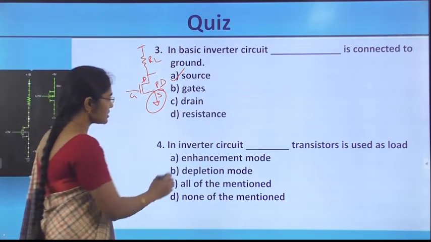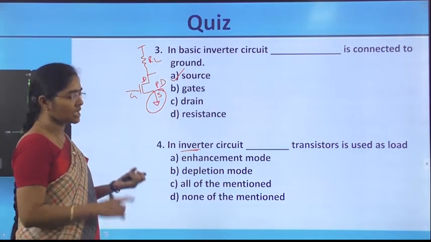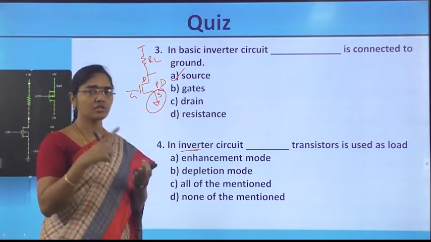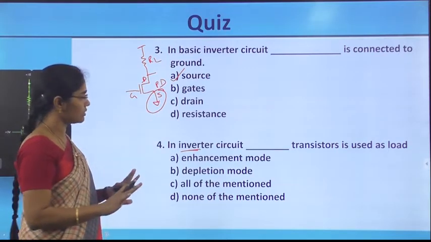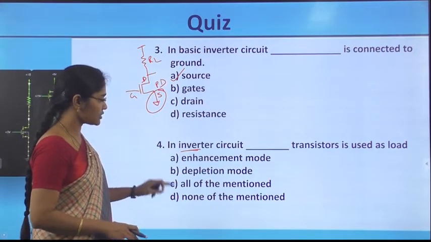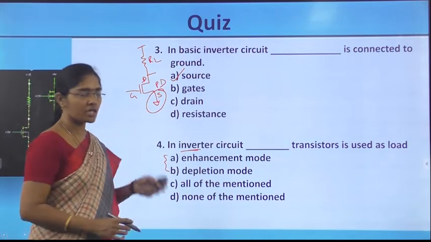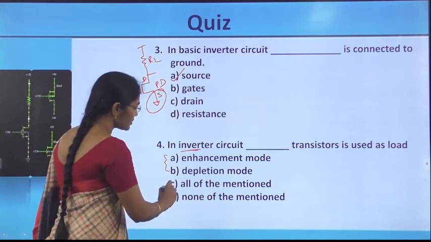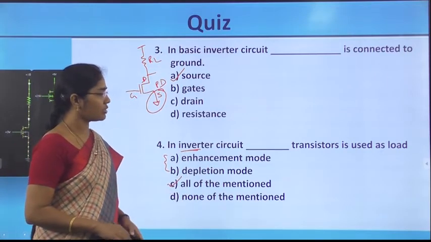Then, in an inverter circuit, dash transistors are used as load. So in the inverter circuit, which transistor is used as the load? We have seen RL as a load, enhancement as a load, depletion as a load, and a complementary transistor is also used as a load. So the options are enhancement mode, depletion mode, all the mentioned, none of the mentioned. Because we can use these two in the NMOS, all the mentioned can be used in inverters as load devices.